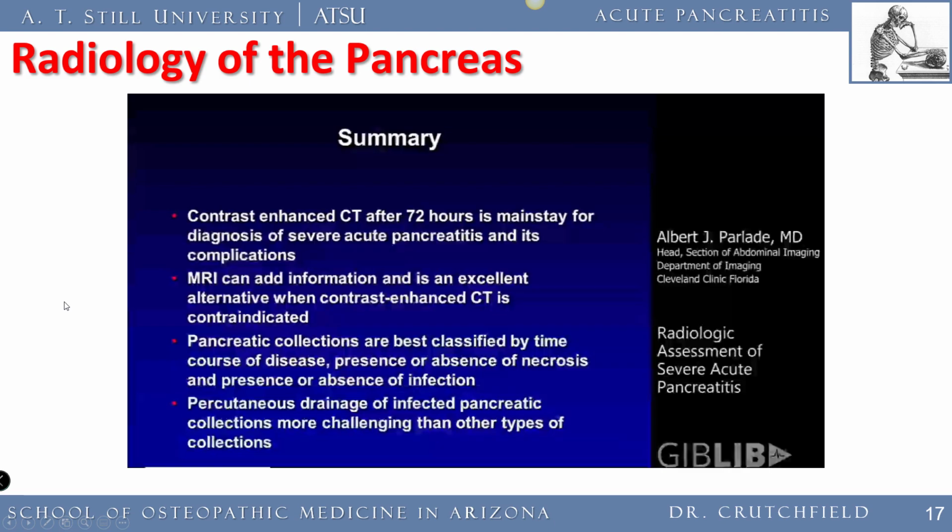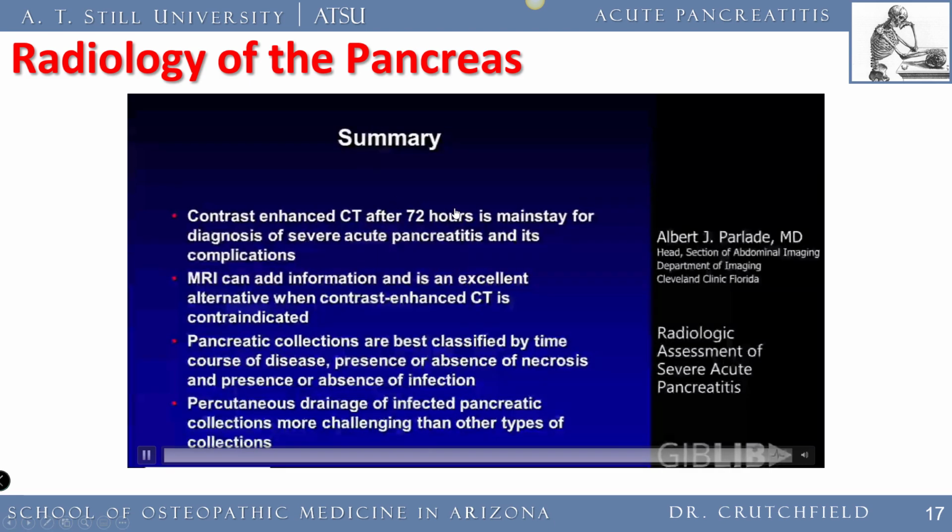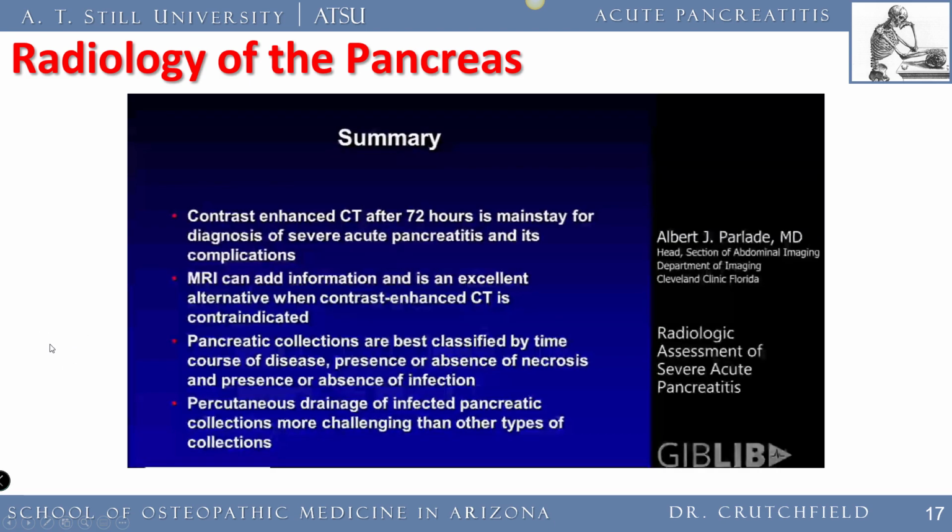So in summary, contrast-enhanced CT after 72 hours is the mainstay for diagnosing severe acute pancreatitis and its complications. MRI can add information and is an excellent alternative when contrast-enhanced CT is contraindicated. Pancreatic collections are best classified by time course of disease, presence or absence of necrosis, and presence or absence of infection. And percutaneous drainage of infected pancreatic collections is more challenging than for other types of collections, but is an important tool in our treatment. Thank you.